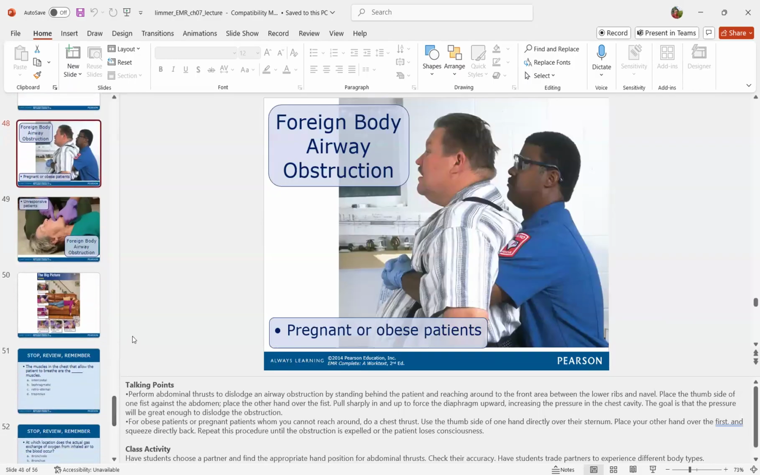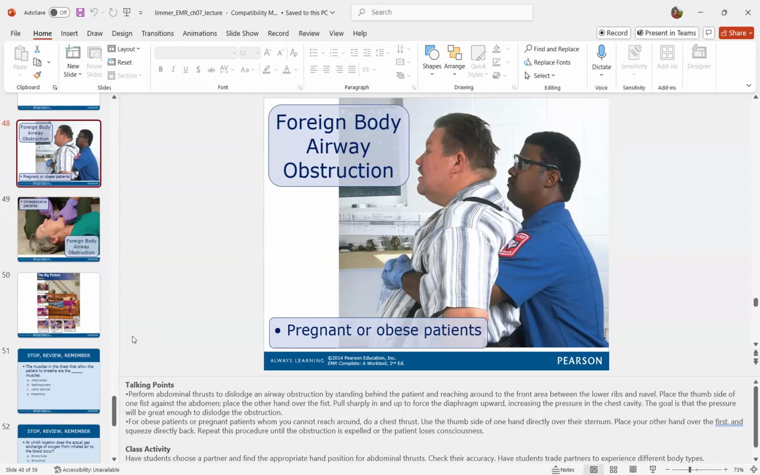We're going to perform abdominal thrusts to dislodge an airway obstruction by standing behind the patient. We're going to reach around the front area between the lower ribs and the navel. We're going to place the thumb side of one fist against the abdominal area. You're going to place your other hand over that fist, and you're going to pull sharply in and up to force that diaphragm upwards. That's going to increase the pressure in the cavity and hopefully push that object out.